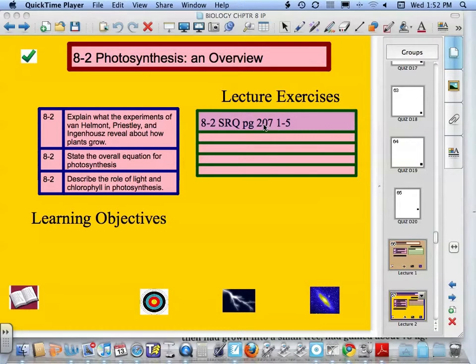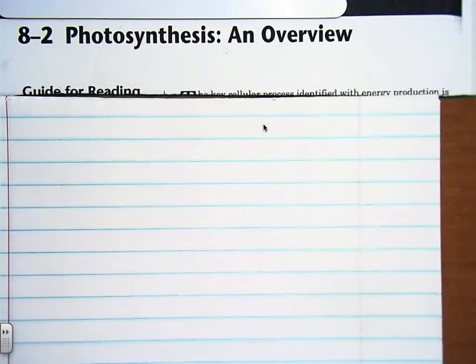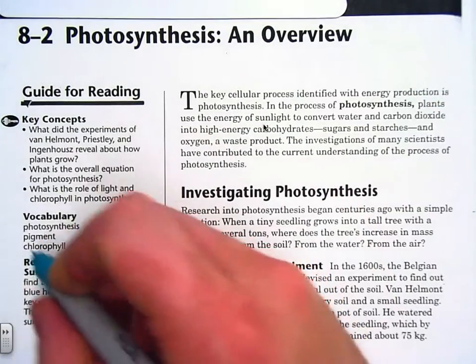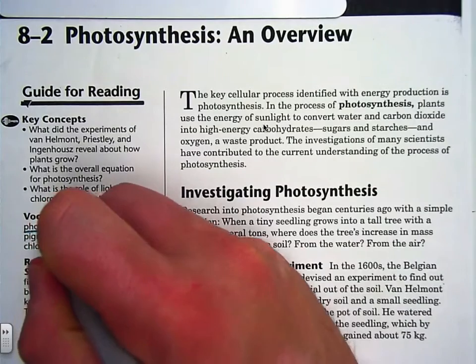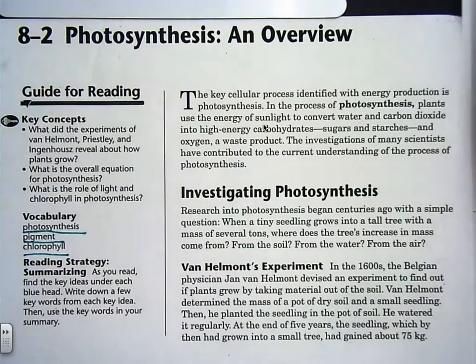Make sure that you have your book out, and make sure you have a piece of paper to write notes on. And without further ado, let's start reading. Oh, before we do, let's make a note that we have the words photosynthesis, pigment, and chlorophyll in our vocabulary. Here we go.